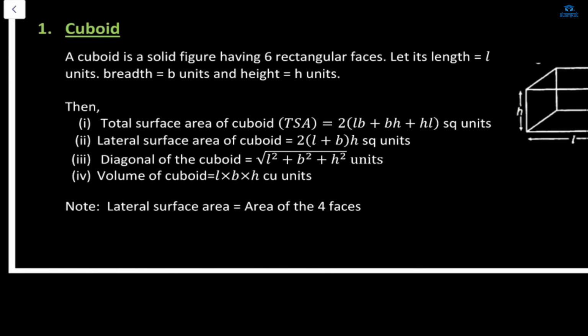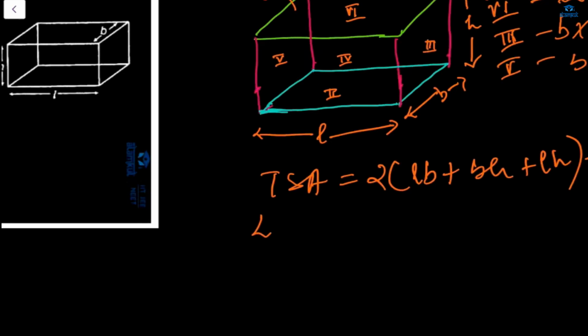Now, lateral surface area, LSA. What is lateral surface area? The lateral surface area means the area of the four walls. We are not talking about the ceiling and the top. For example, suppose we have to make a room. How many bricks will be required?